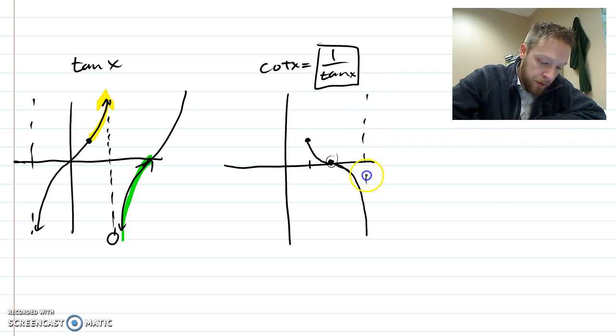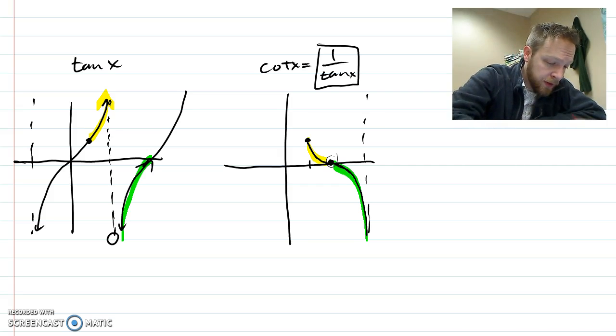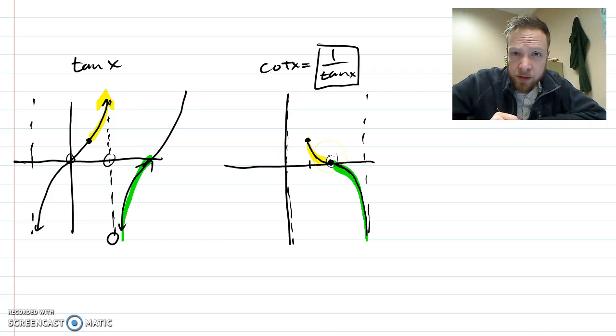Okay. So I can color code these. The yellow here is related to the yellow that I highlighted on tangent. The green is related to the green I highlighted on the tangent. And so that's why we have this flipped thing happening with my cotangent. Okay, so basically whenever you have a 0 on the tangent, you're going to have an asymptote here. Whenever you have an asymptote, you're going to have a 0 on the cotangent.